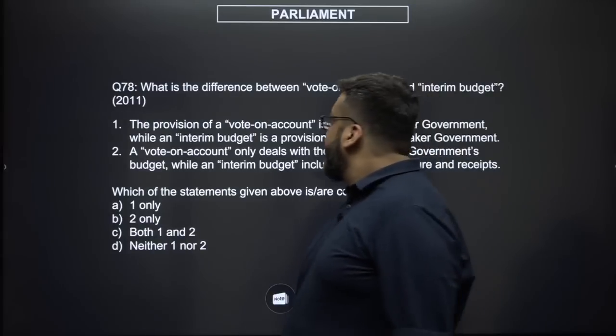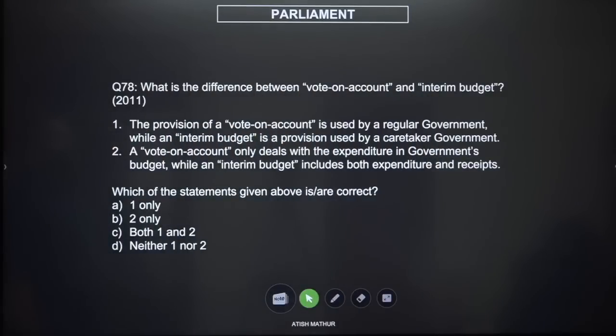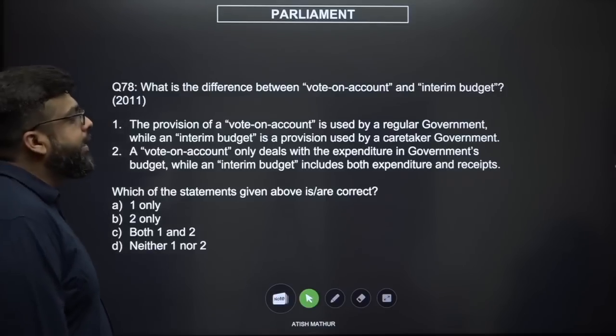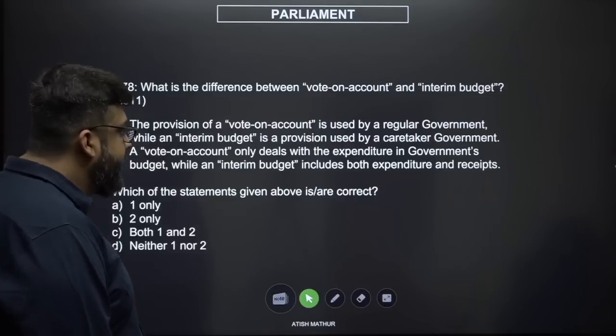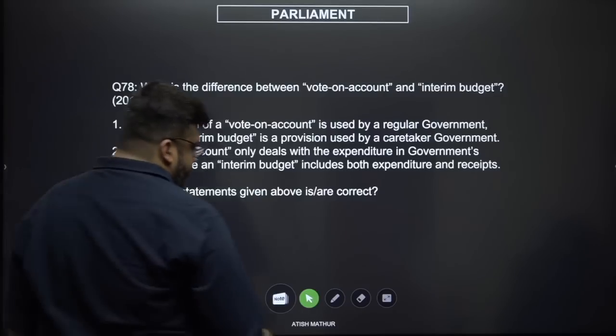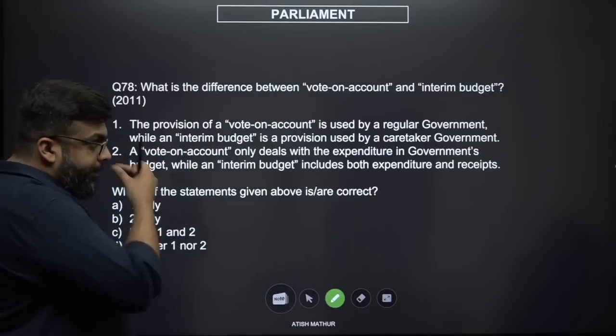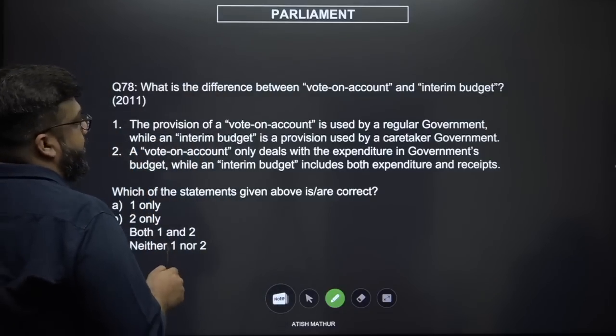78. What is the difference between vote on account and interim budget? The provision of a vote on account is used by a regular government, while an interim budget is used by a caretaker government. A vote on account only deals with expenditure in the government's budget, whereas an interim budget deals with both expenditure and receipts. A very, very good question. Now, understand this.